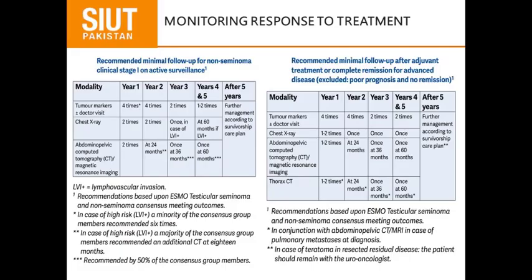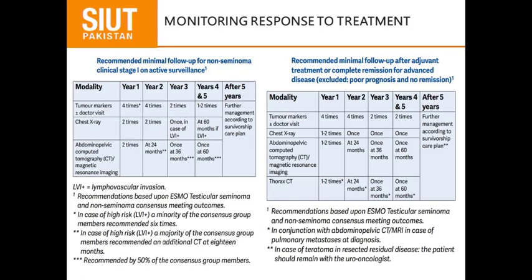Now, surveillance. So how do we monitor the response to the treatment in the patient following their specific treatment? Now, for minimal follow-up for non-seminomatous clinical stage 1 on active surveillance, in year 1, 4 doctor visits and tumor markers are measured. Chest X-ray is performed 2 times in year 1, and CT abdomen and pelvis 2 times in the first year.